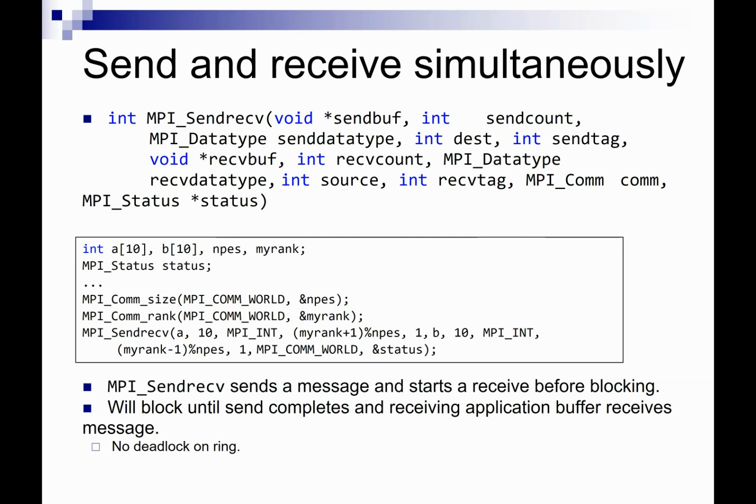So then all you need to do is just say that I'm going to call MPI send receive, and I'm going to specify who I send to first. So I send to the next node, my rank plus 1, and then I receive from the previous node, my rank minus 1. And then this is going to execute both the send and receive together, and so there will not be a deadlock on the ring.